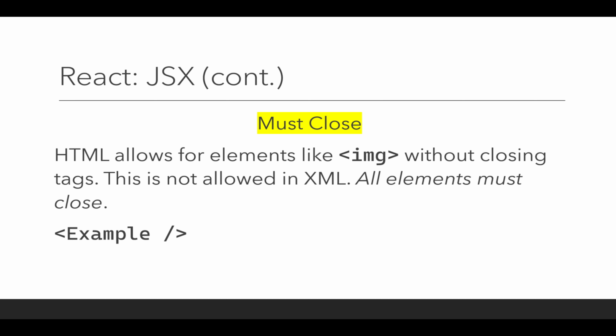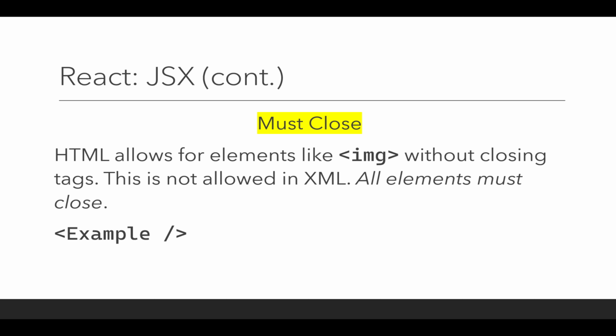This folds into the second rule, also part of XML. Everything must close. HTML is a very loose markup language compared to XML. In HTML, they allow for elements like the image tag, for example, that doesn't normally use a closing tag. It doesn't close at all. You can just have the opening tag and HTML understands what you mean. This is not allowed in XML. In XML, all elements must close. What this means is if we were using image, or for the example here, example, with just its opening tag, it must then self-close. All elements must close.